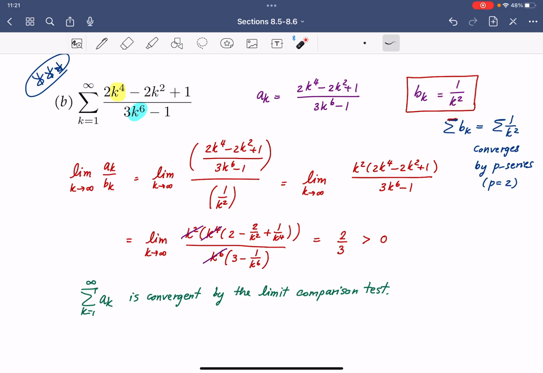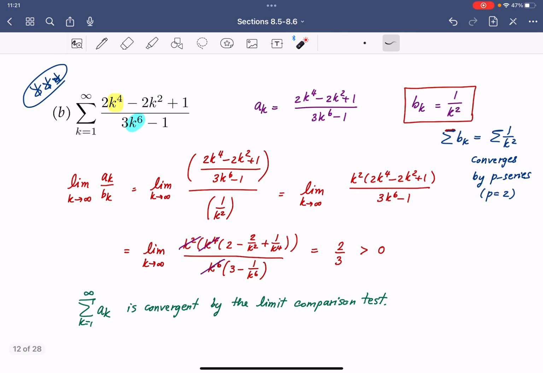So let me try another one. If I change this to 3k to the 7 minus 1, you're going to do the same thing, but you pick bk to be 1 over k cubed, and the answer is going to be convergent as well, because this is convergent, p equal to 3. Does it make sense? Anyone agree? Anyone want to make a comment or something?